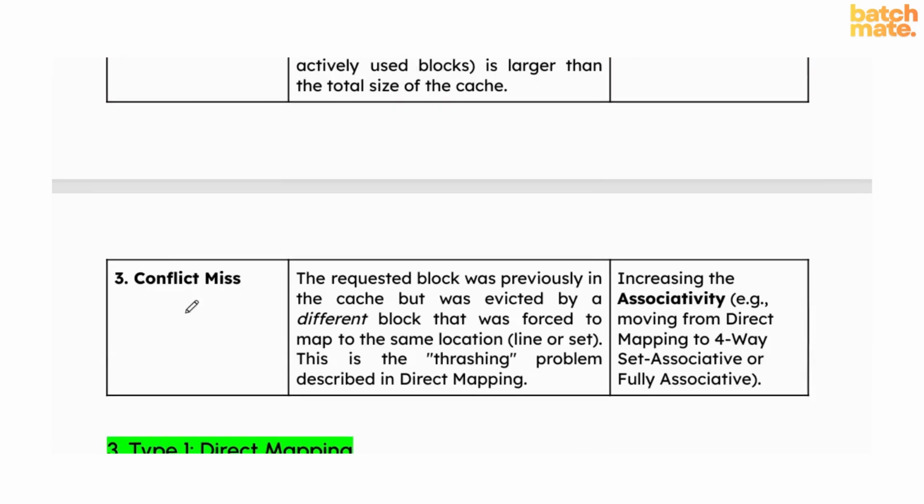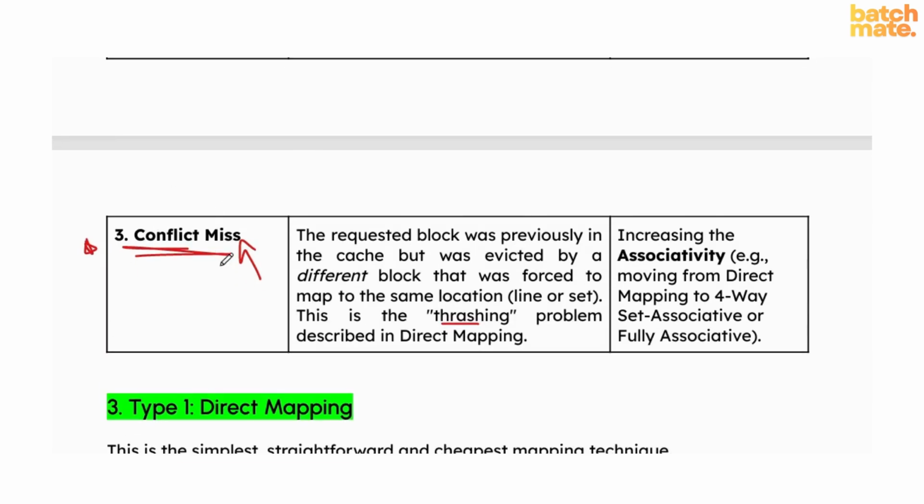And finally, the reason we are here today, the conflict miss. This happens when the cache is not full, but two specific blocks are fighting for the same specific seat. One kicks the other out, over and over again. Why do you need to know this? Because the entire goal of the mapping techniques we are about to learn is to eliminate this specific enemy. Direct mapping fails here. Fully associative solves it. Set-associative balances it. We design mapping rules specifically to stop these conflict misses from destroying your performance.